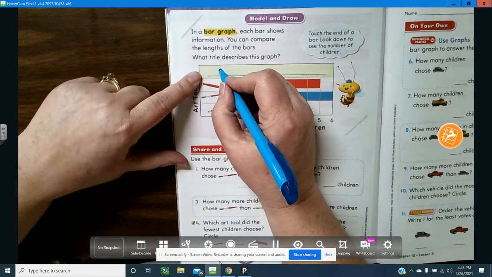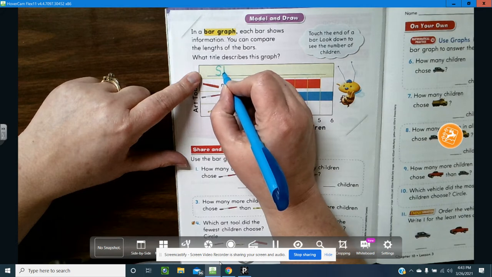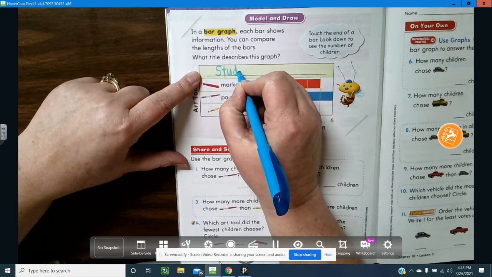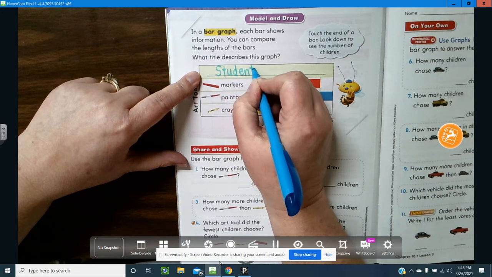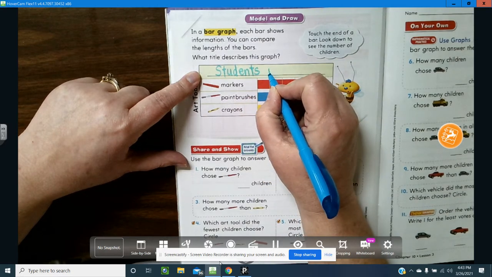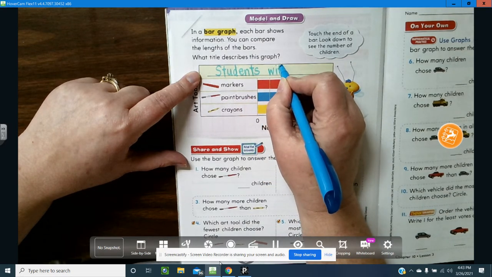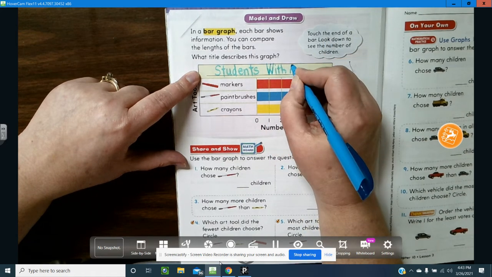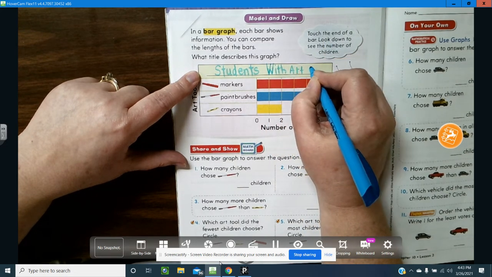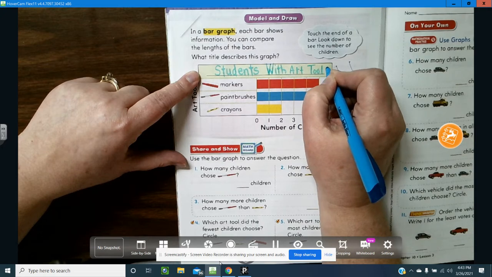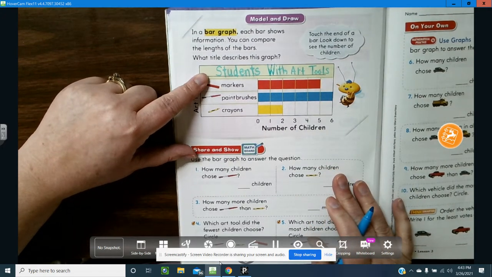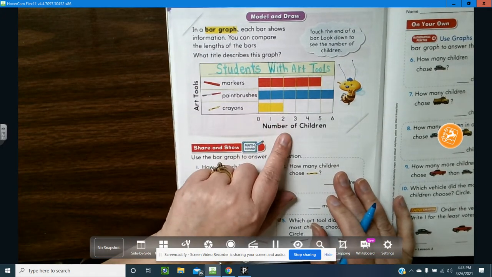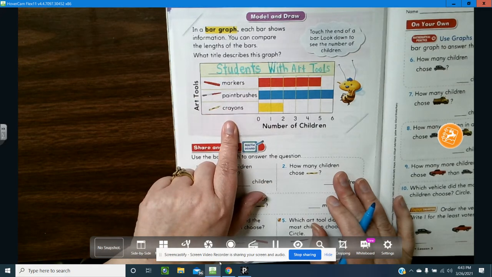I think we're just going to say students with art tools. I'll put a capital there. That would be a good title for that. This shows how many children have these art tools.